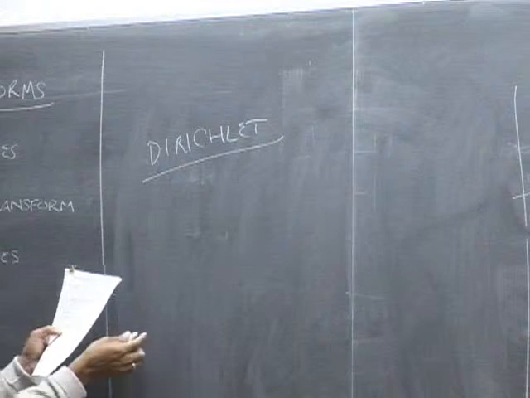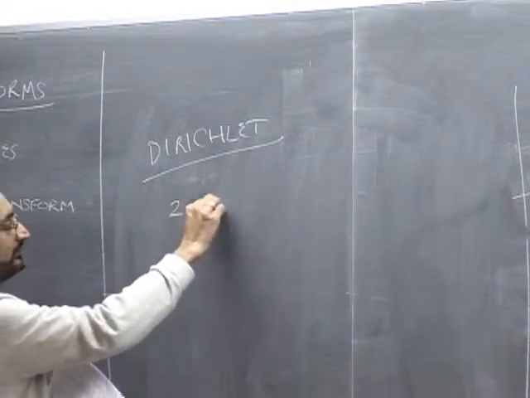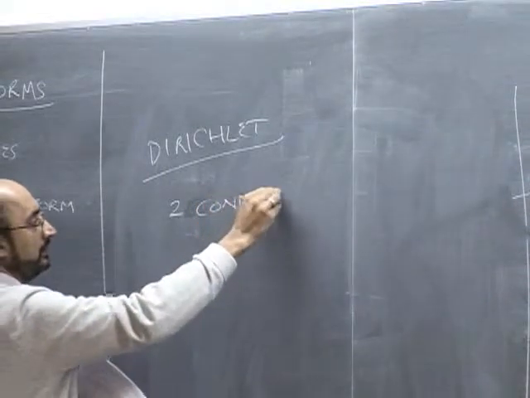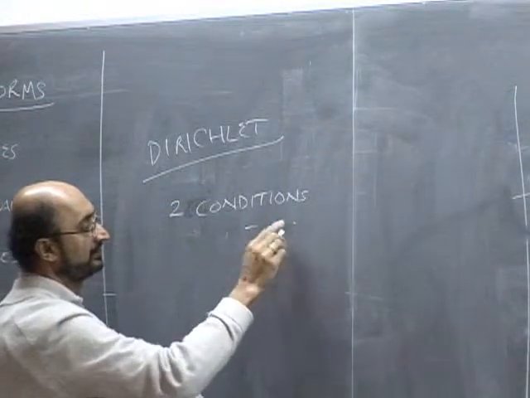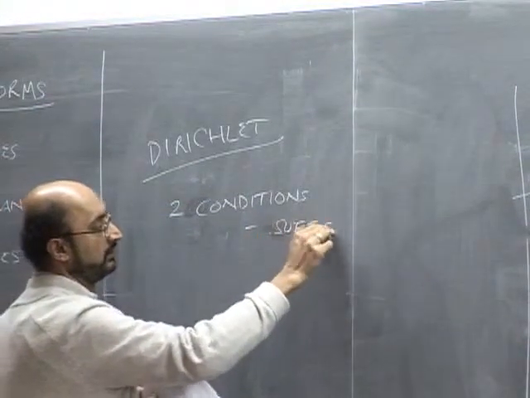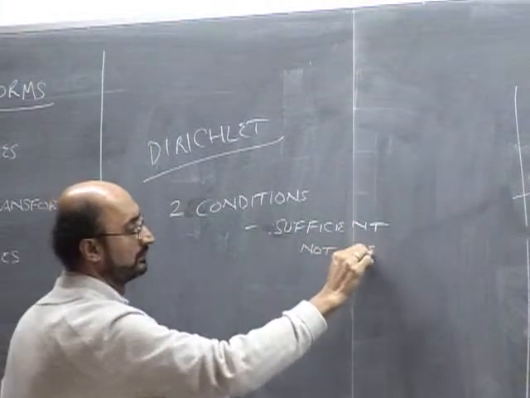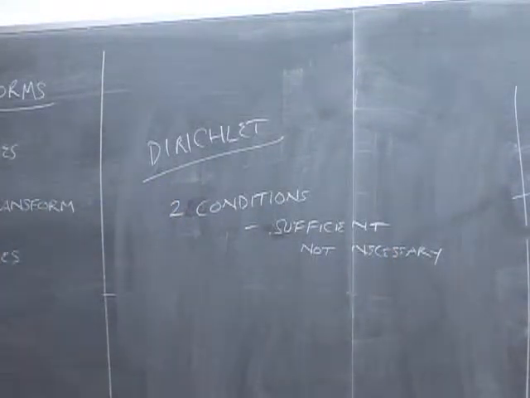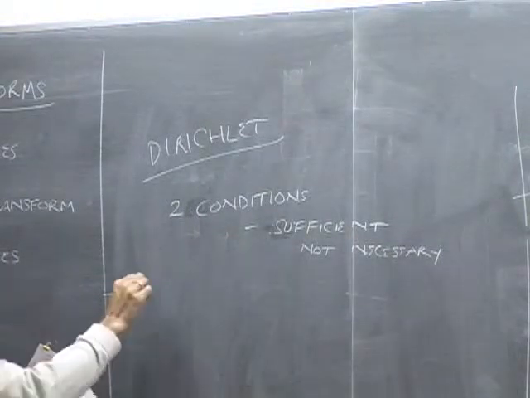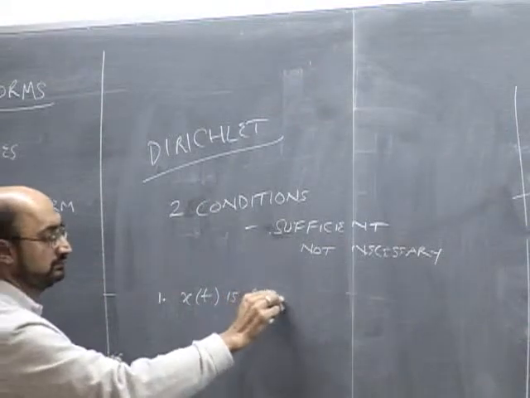So anyway, what Dirichlet did was he said, okay, you need two conditions, and if these two conditions are met, these are sufficient but not necessary. In other words, if these two conditions hold, for sure we're going to have a Fourier transform. If they don't hold, we can't say, right? The first one is that x(t) is absolutely integrable.